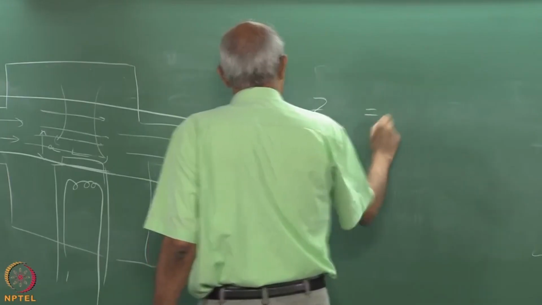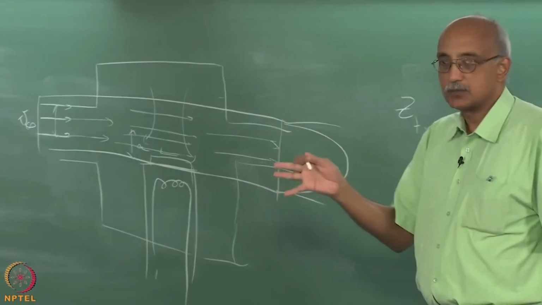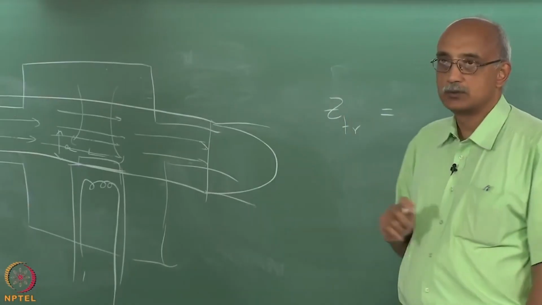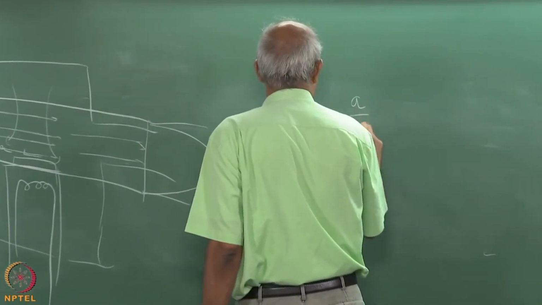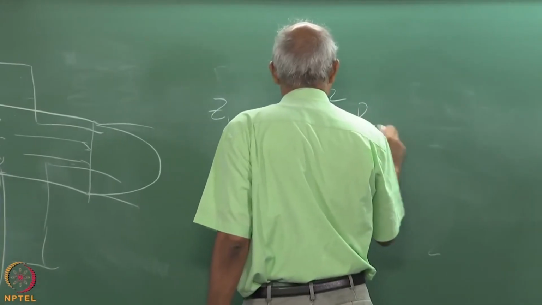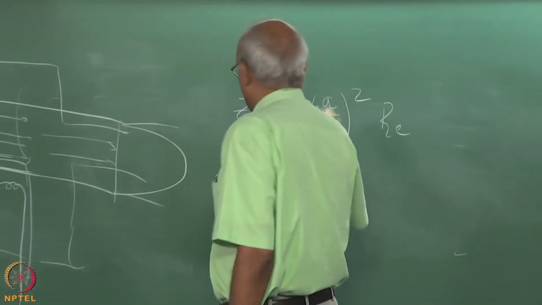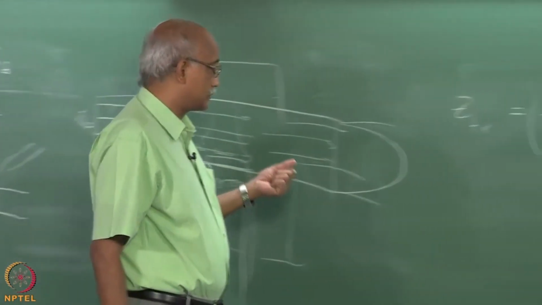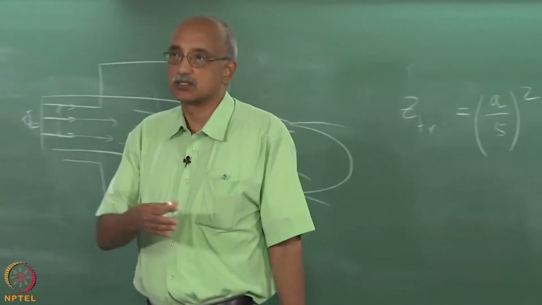Schlichting's equation says the transition distance, that is the downstream distance at which the transition from plug flow to parabolic flow happens, can be written as a by 5 squared times the Reynolds number, where a again is the radius of the tube. So, what it basically means is that as the Reynolds number increases, the transition distance also increases.